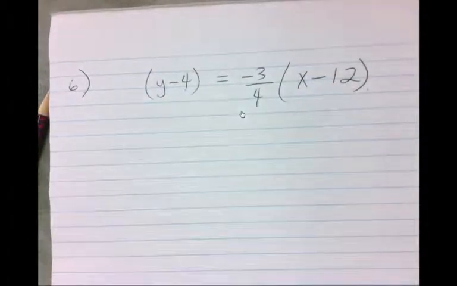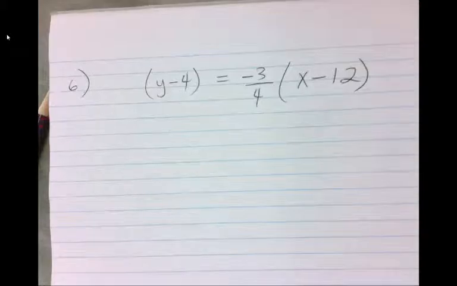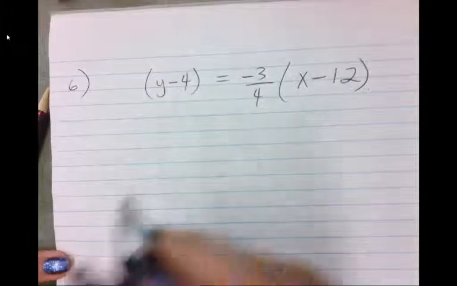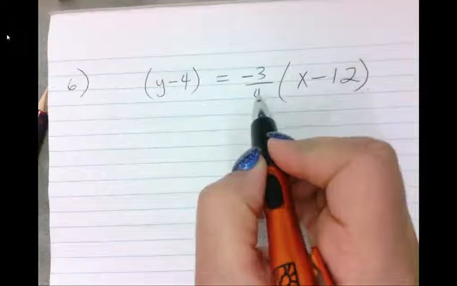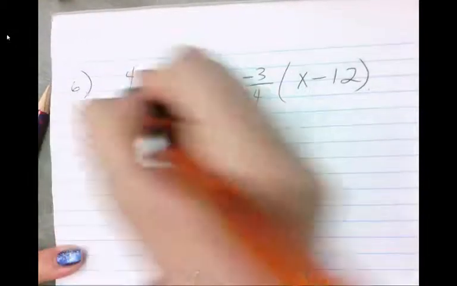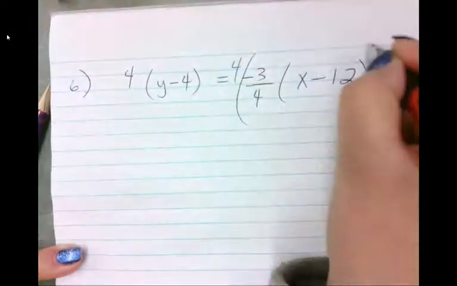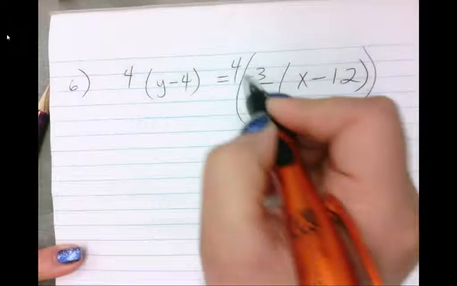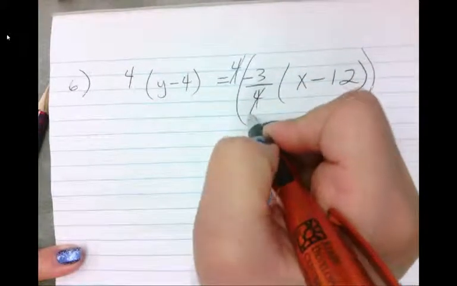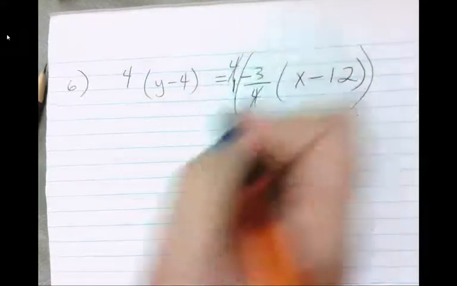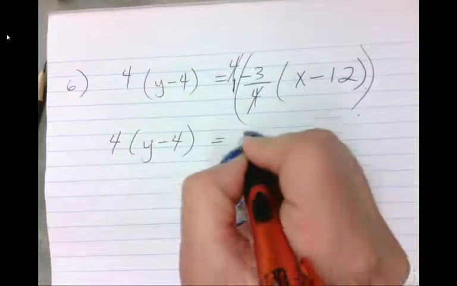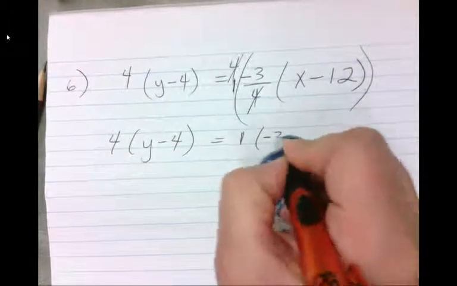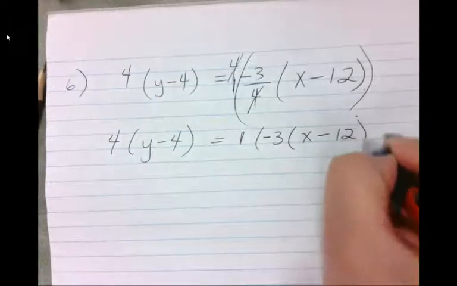Okay, so remember when we were solving equations before and we had a fraction? How did we eliminate that fraction? Well, we eliminated it by finding the LCD. Now, the only denominator here is this 4. So I can multiply every term by 4, and then that is going to reduce this fraction out. So it's going to reduce down to 1. And now this is what I have: 4 bracket y minus 4 equals 1, and then the negative 3 bracket x minus 12.